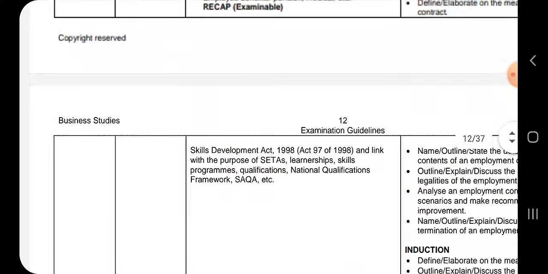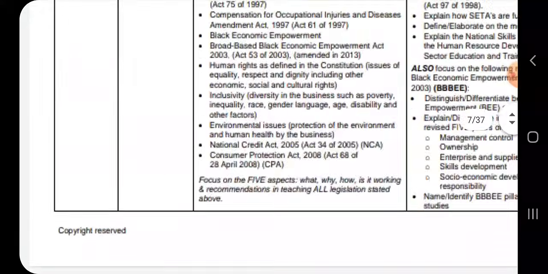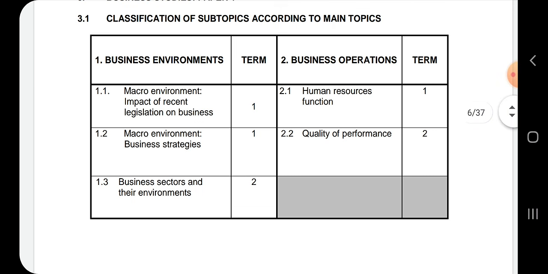And then for paper 1, either you master human resource and quality performance as an essay type question, or you answer macro environment and its impact, macro environment and business strategies, or business sectors. So either you know business environment, everything in there, or business operations. So you cannot know just human resource and business strategies. It's not going to work. You must know everything in business environments or everything in business operations for you to have your essays.